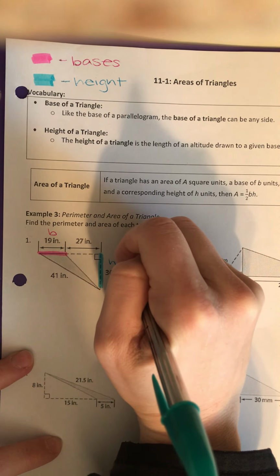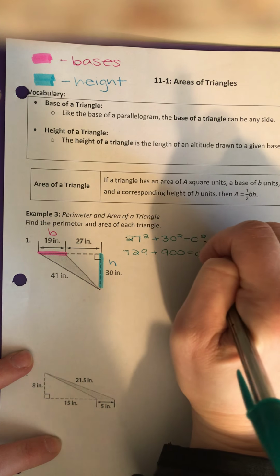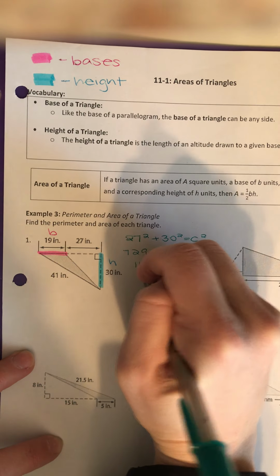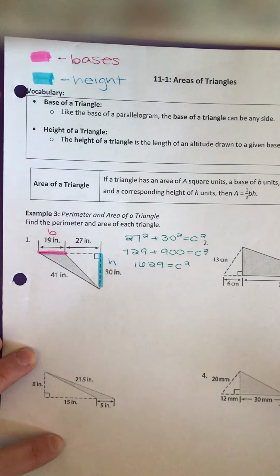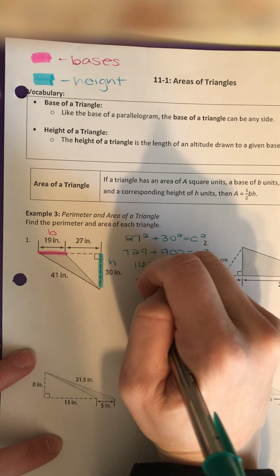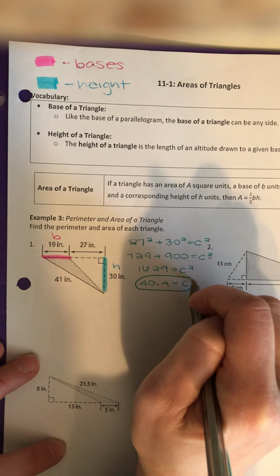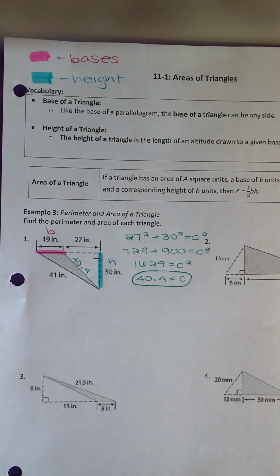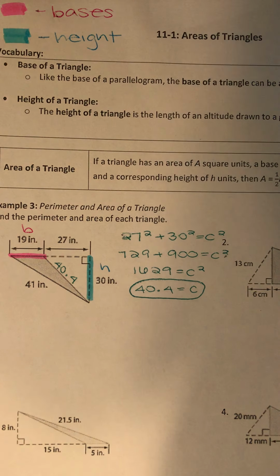So 27 squared is 729. 30 squared is 900. I'm going to add these two numbers up. I get 1,629. I'm going to take the square root of that in my calculator, second with the little x squared, and I get 40.4 is my c. So now you can see that I have all of the information I need to find both the perimeter and the area.